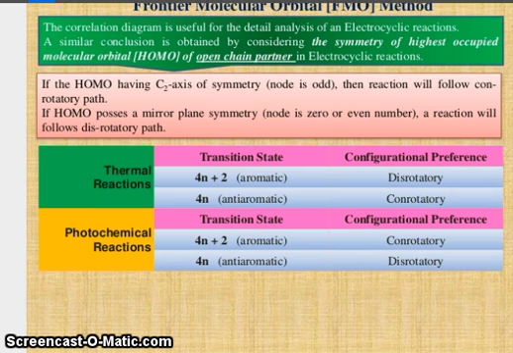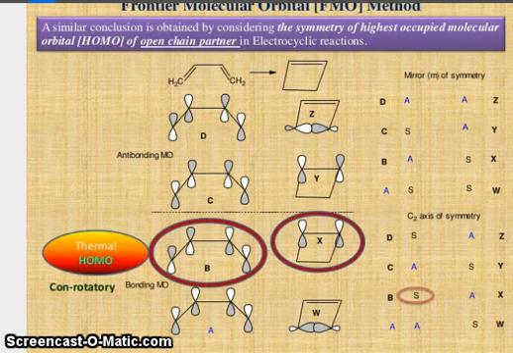So, thermal reactions: transition state and configuration preference. 4n plus 2 is aromatic and 4n is anti-aromatic. 4n plus 2 aromatic follows the disrotatory path in the thermal case, and 4n follows the conrotatory path in the thermal case. It is different and opposite in the case of photochemical reactions.